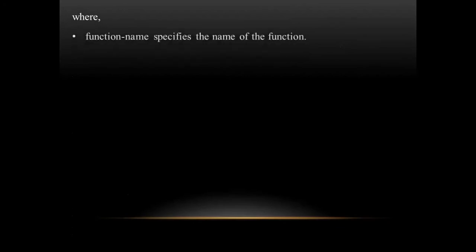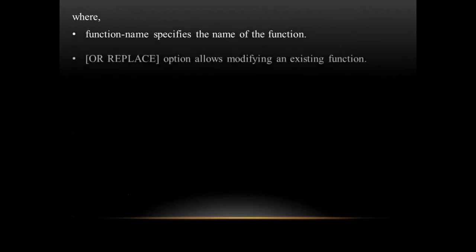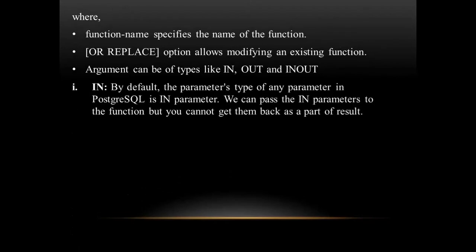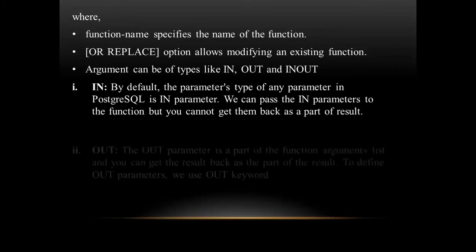Where function name specifies the name of the function, and the OR REPLACE option allows modifying an existing function. Arguments can be of type IN, OUT and INOUT. IN: by default, the type of any parameter in PostgreSQL is IN. We can pass IN parameters to the function, but you cannot get them back as a part of the result.